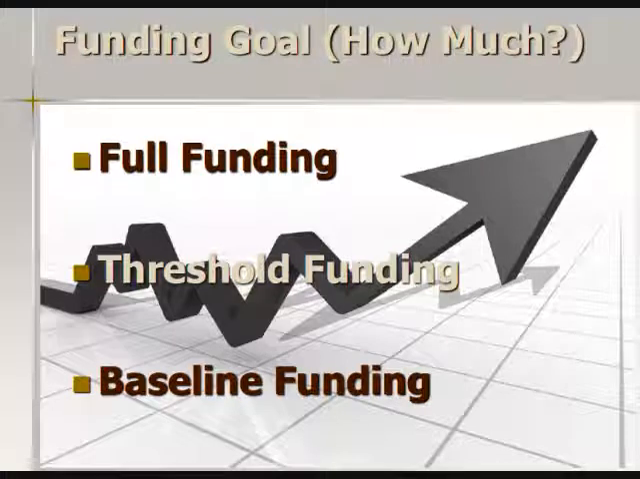Selecting a funding goal is an important part of planning your reserve fund. Full funding is the safest and most stable plan. Threshold funding keeps the reserve fund above a set amount. This amount is determined by the association. Baseline funding keeps the reserves fund above zero. This can be economical in the short term, but very unstable and expensive over the long term.